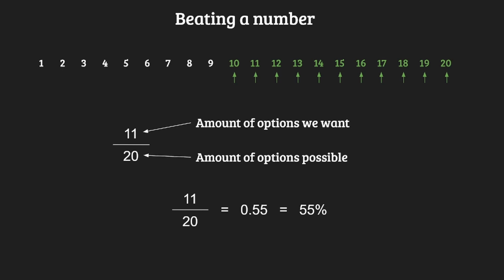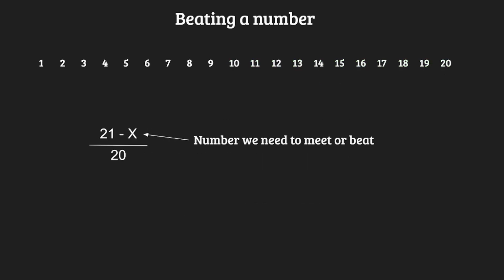This isn't true. In reality, an 11 is going to give you a 50% chance of succeeding because you can always get the exact number and beat it. Okay, let's make a generic formula for this. If I wanted to beat any number, let's say some number x, well then I could find out what my chance is by doing 21 minus x over 20.